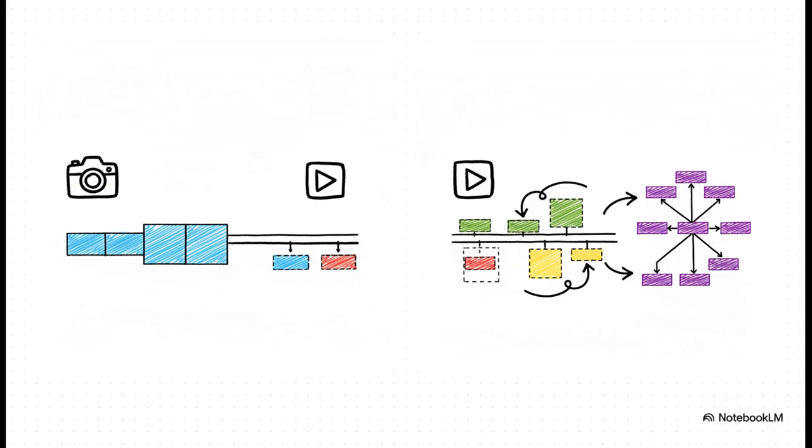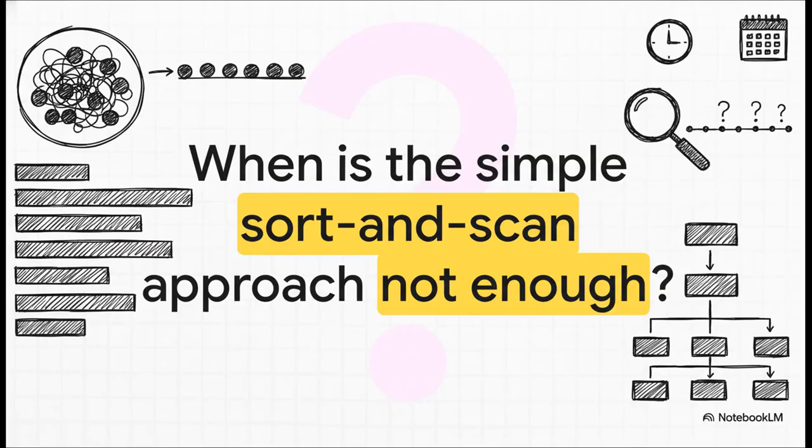Now, it's also really important to know the limits of this pattern. Our sort and scan method is perfect if you've got a fixed list of intervals and you just need to merge them once. But what if your intervals are constantly changing, being added, removed, updated all the time? Resorting the whole list every single time would just be way too slow. For that kind of dynamic problem, you'd need to level up to a more advanced data structure, something like an interval tree.